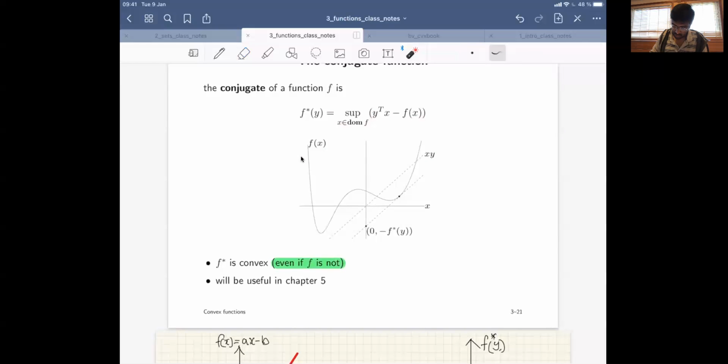Let's say we have a function f of x. So what is the conjugate function of f of x evaluated at a particular point y? For that you have to draw a line through origin with slope y. So here I am explaining with a case in R, one-dimensional case. So first we have the function here, and then draw a line with slope y. That will be having the formula xy, right? A line through origin with slope y, that is xy.